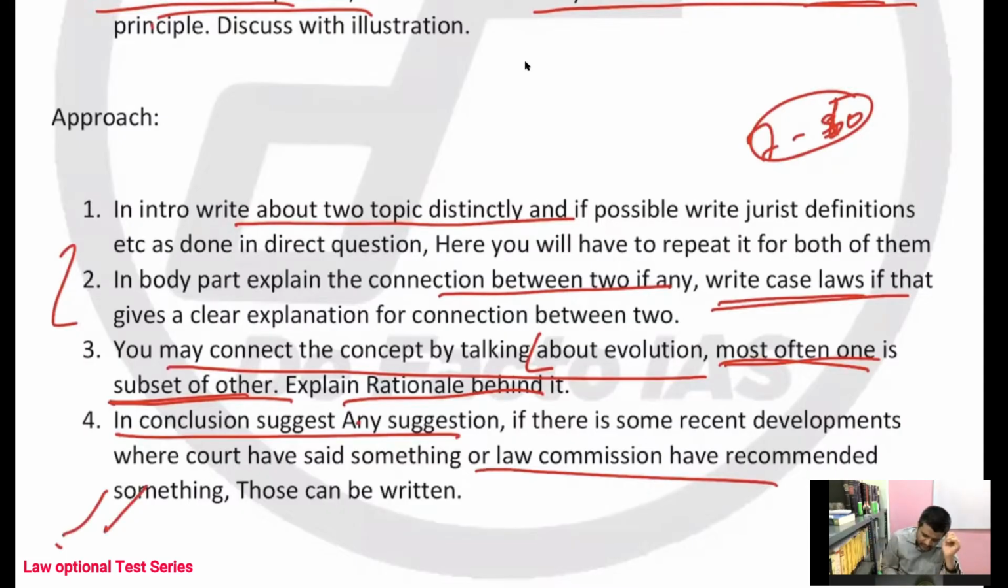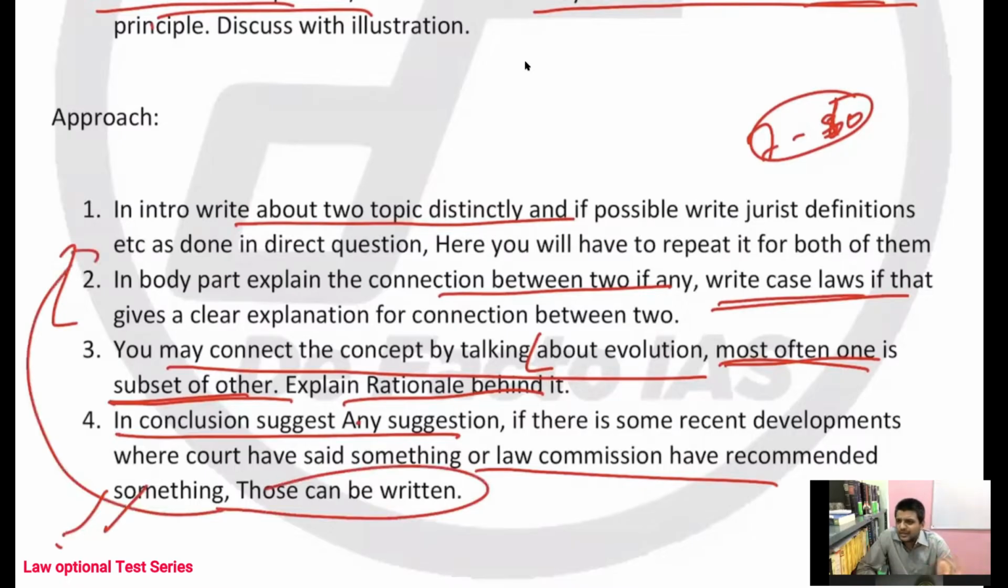Suppose you forgot to write that in the end. You have written the same thing in the beginning. That's no problem. That is also right. But try to structure it in such a manner that each and every component that we are talking about must be there in the answer. Understand that particular point.